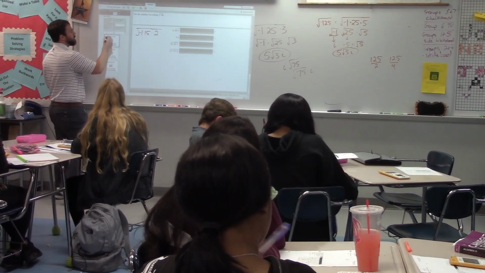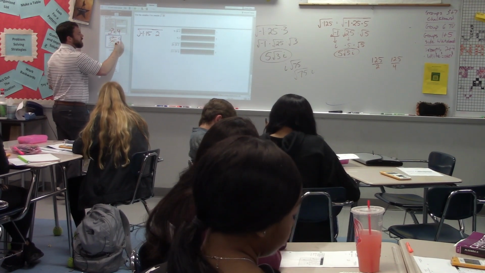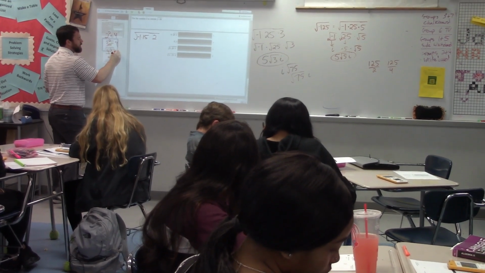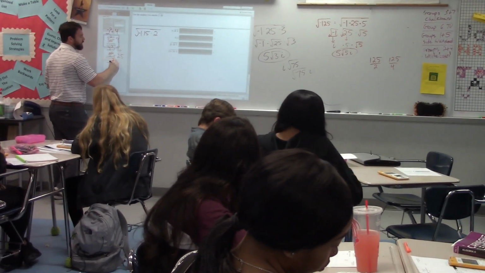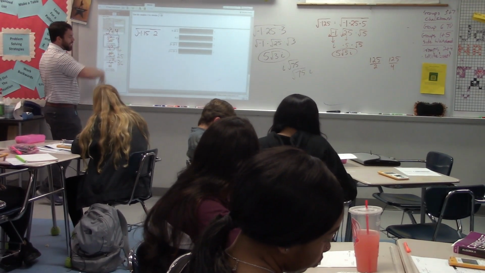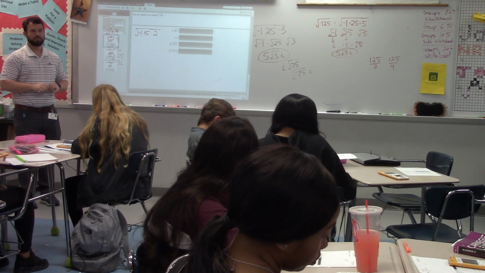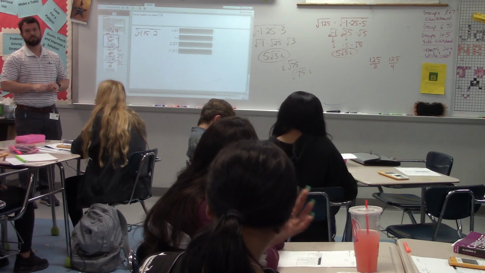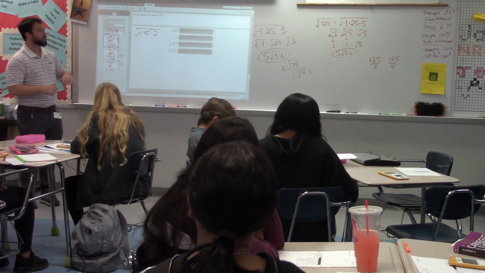When I look at perfect squares, 2 squared is 4, 3 squared is 9, 4 squared is 16, 5 squared is 25, 6 squared is 36. That's even more than 30. Are any of those factors of 30? No, I'm just kidding. Great job, guys, right? None of those are factors of 30.